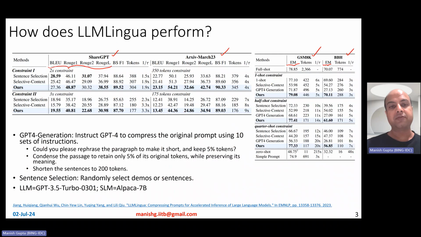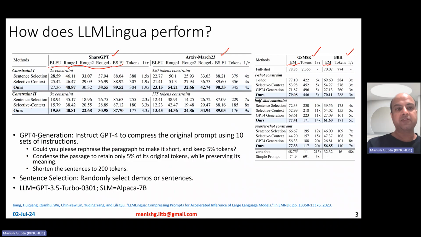To reduce. They of course also report the F1 and so on here, right? So they compute the trade-off between the reduction in the size versus the reduction in the accuracy as you compress the prompt. Okay? And the comparison is done against 3 different baselines.